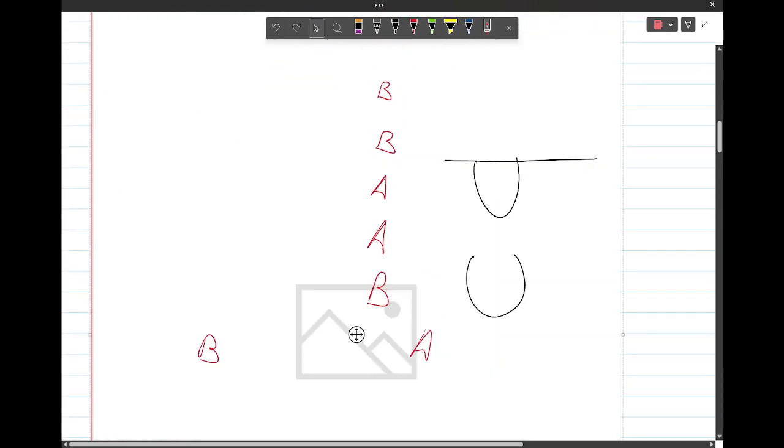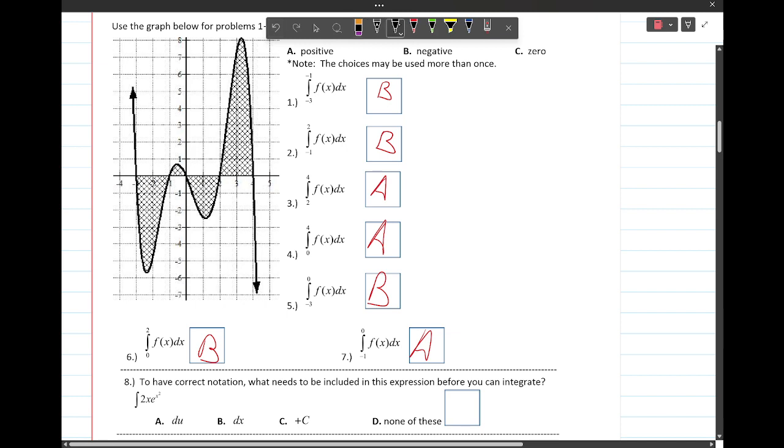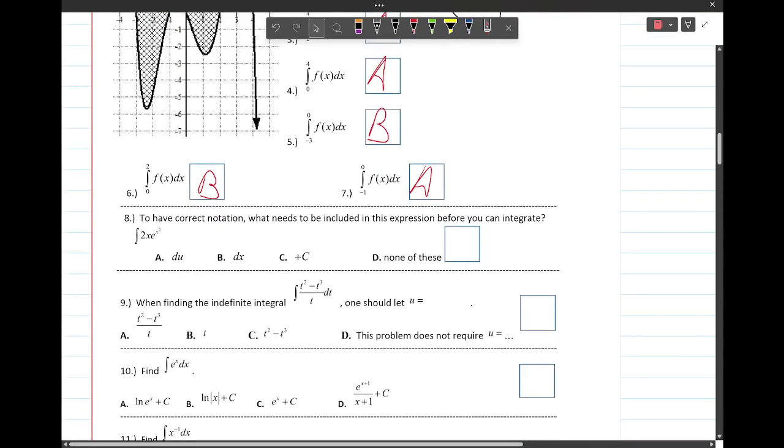Okay, well, I won't do it, but you get the idea. It's like that, roughly the same area. That's the only way it could ever be 0. To have correct notation, what needs to be included in this expression before you integrate?